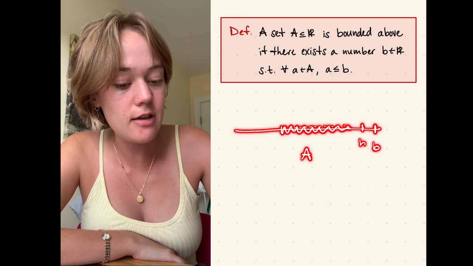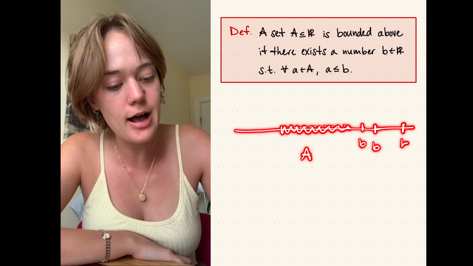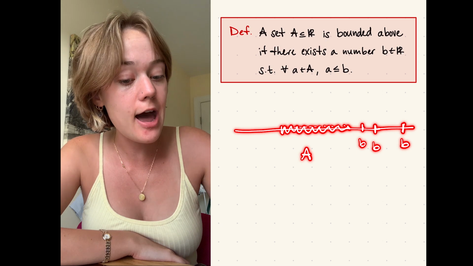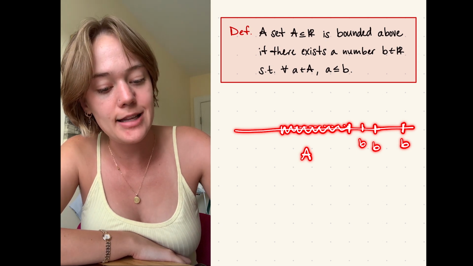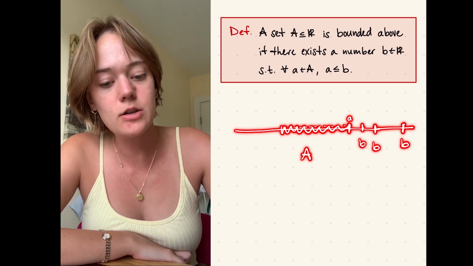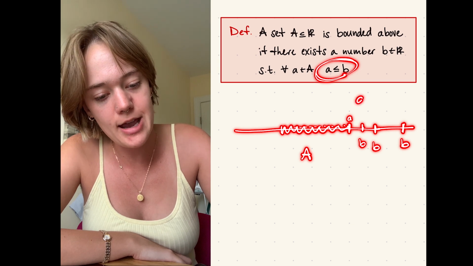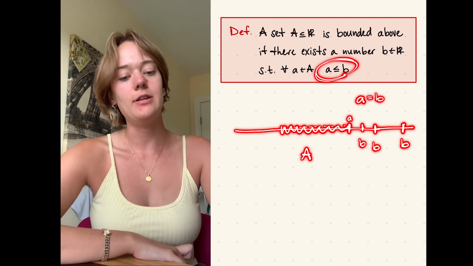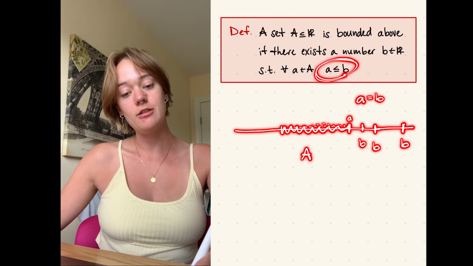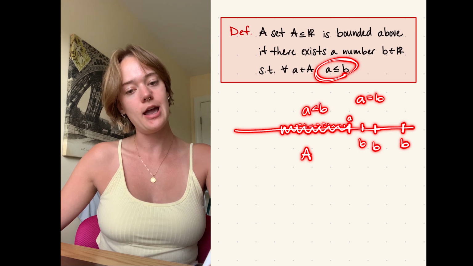A B right here could even work, right? We have all kinds of possible upper bounds. You could even have an upper bound right here that's within my set. So I could have an A right there, and it's still going to satisfy this, right? My A is going to be equal to B if it's sitting right there. And for all the other elements of my set, A is going to be less than B.